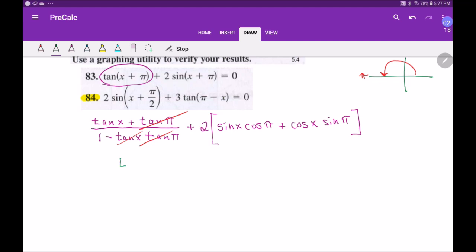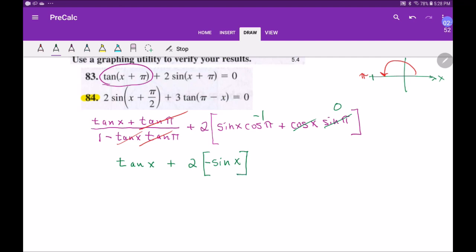So tangent x over 1, well, it's hardly worth writing the 1, plus 2 times, let's see what happens in here. What's the cosine of pi? That's minus 1, right, over here? Cosine is about the x-axis, and over here it's minus 1. And what's the sine of pi? Well, that's 0, so that's gone too. So I have the sine of x, and by the way, it's negative.